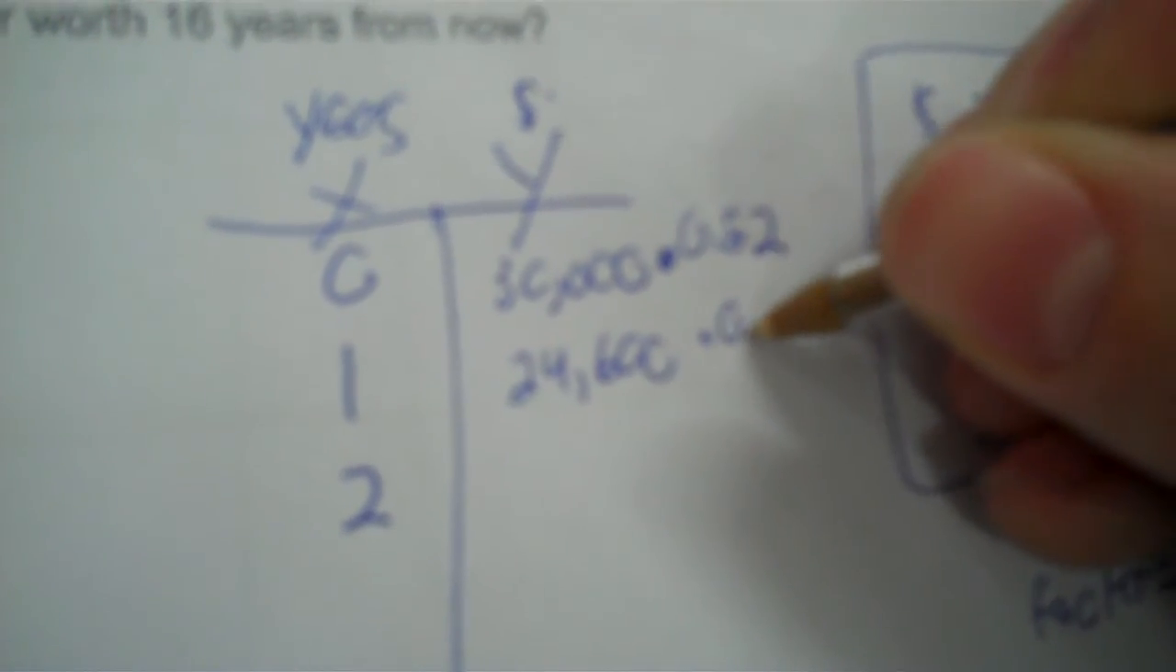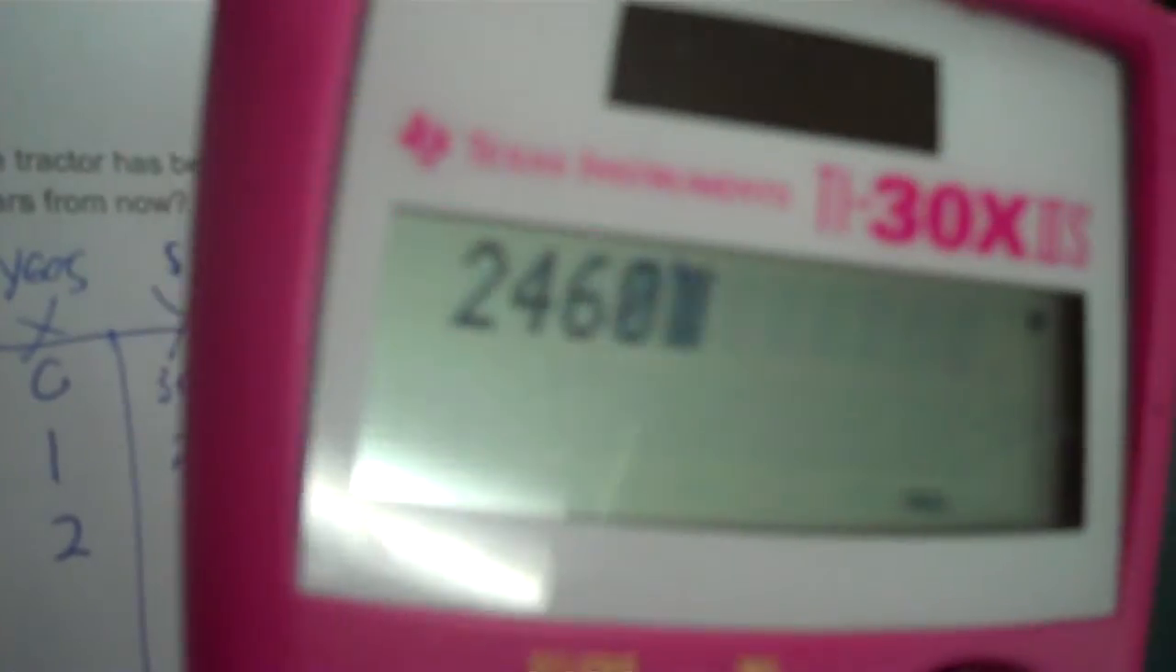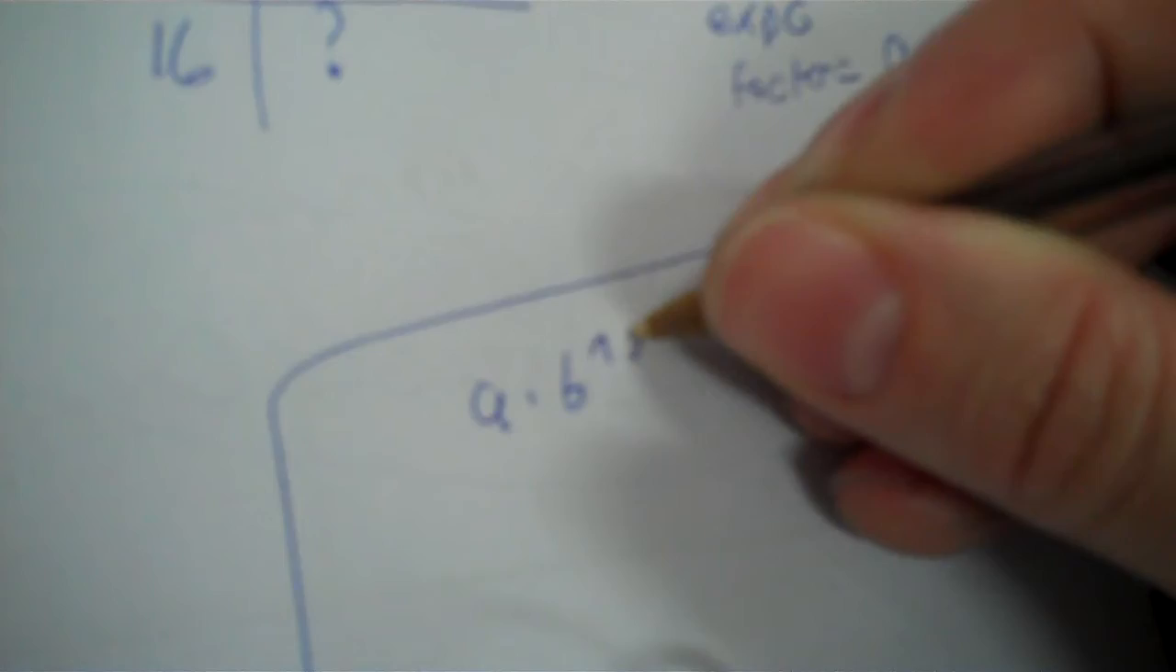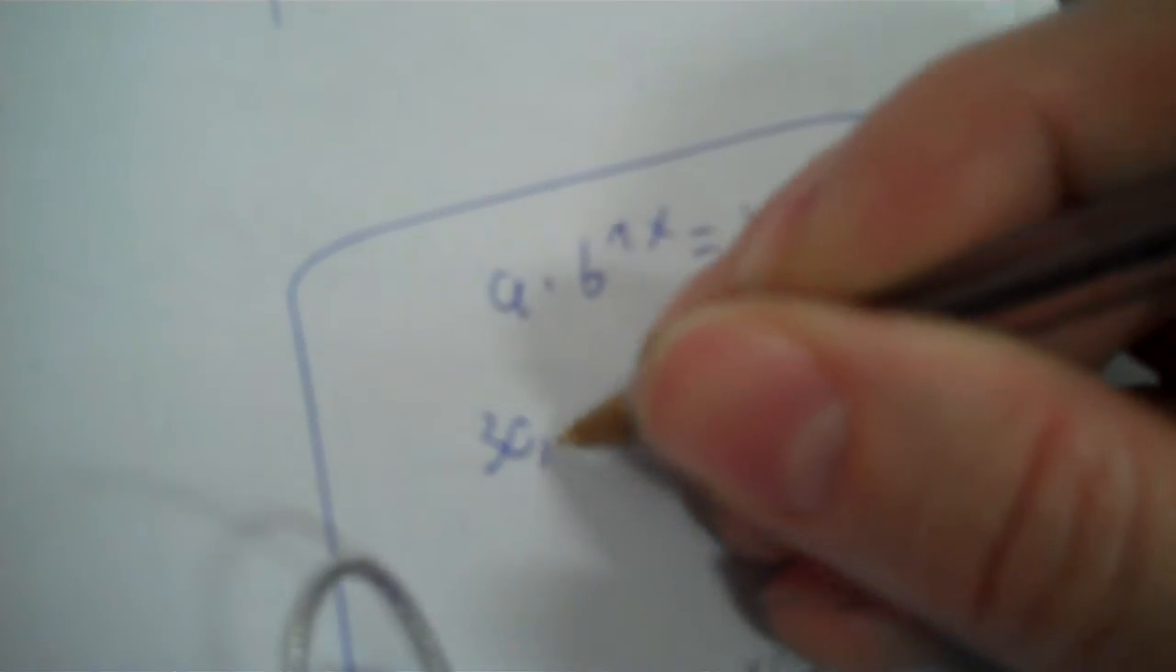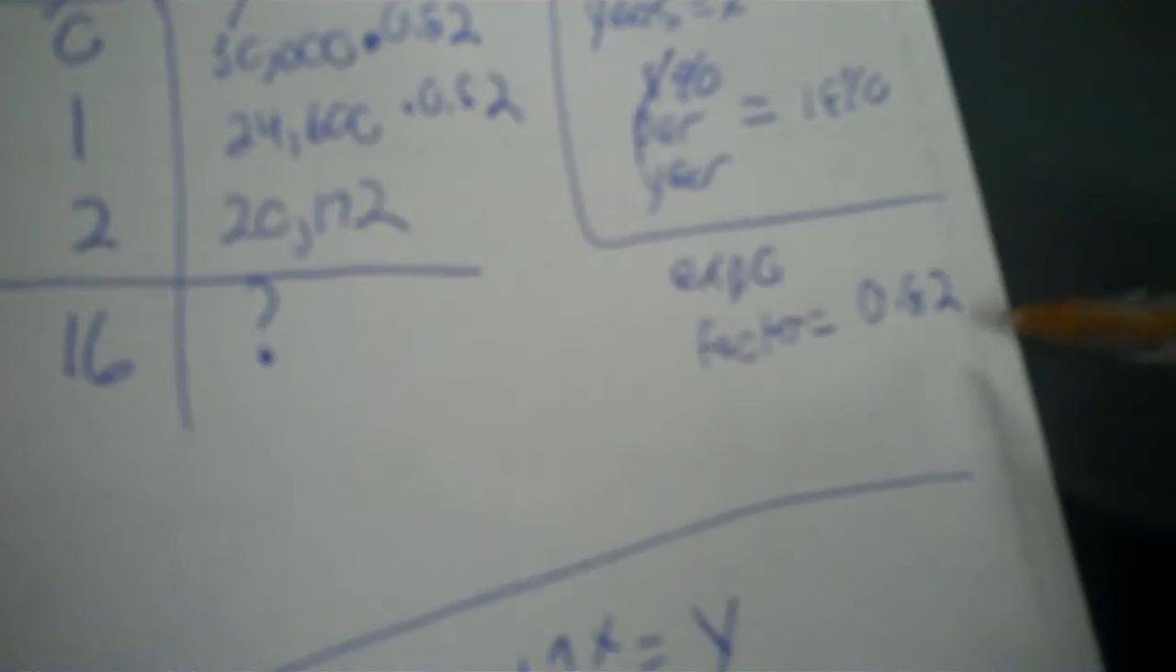Okay, 24,600 times 0.82 again, 20,172. Okay, and that goes on, and then I want to know 16 years. Now, do not make your line because it's an exponential function. So if it's an exponential function, you use the base equation, a times b to the x power equals y. So my a is where the y starts, $30,000. My b is 0.82. And then 16 is x.